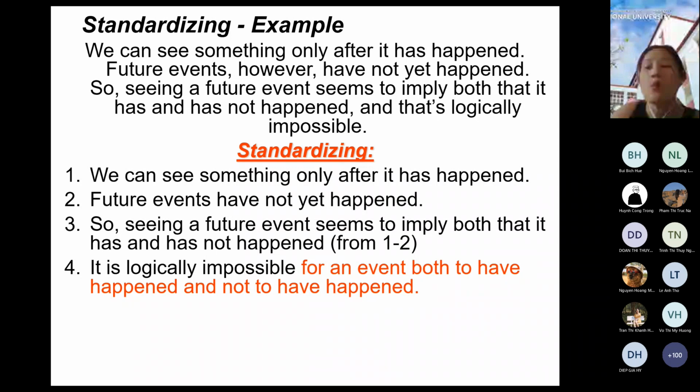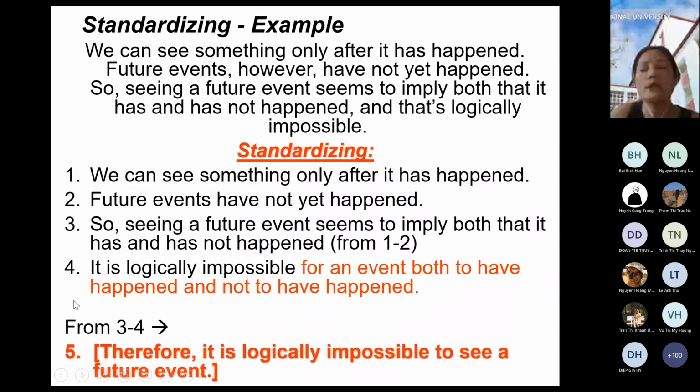I don't add it, it is there. What I add, what I fill in, is the main conclusion. And here again, it is a conclusion, so we have the justification for it: from 3, 4. Then we make the conclusion in statement number 5, which we add in, we fill in: it is logically impossible to see a future event. Got it? That is how we do it. And it's not easy at all.